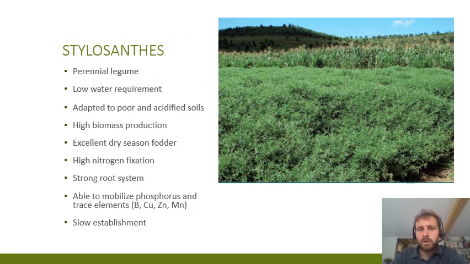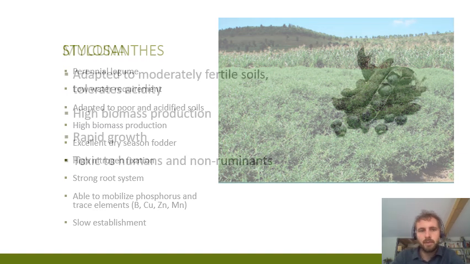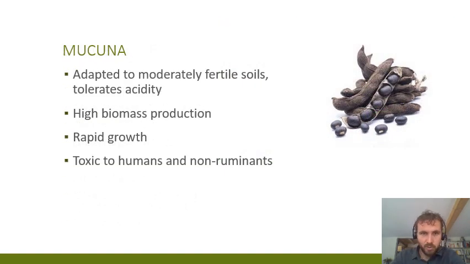These are a few examples that you can use. For example, Stylosanthes, the perennial legume that can grow in dry areas. It's interesting because it stays green in the dry season and can be used as green fodder in the dry season. It fixes a lot of nitrogen. It can mobilize different nutrients, but it takes time to establish. Another example is Mucuna. It can produce a lot of biomass. It's really a rapid growth. And you can feed it, but not to animals, only to ruminants, otherwise it's toxic.